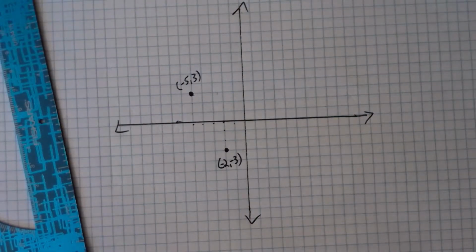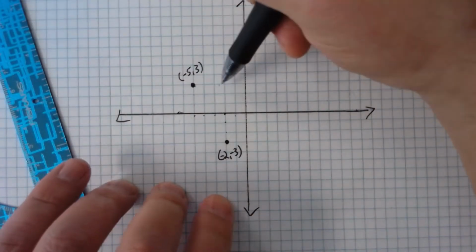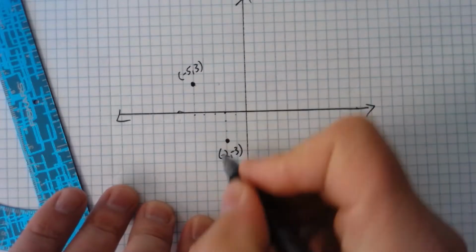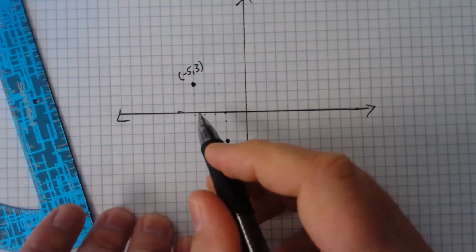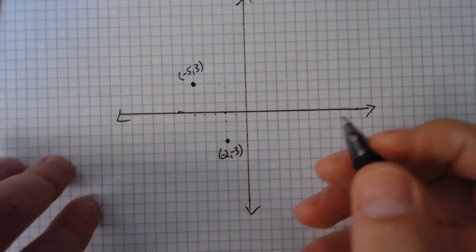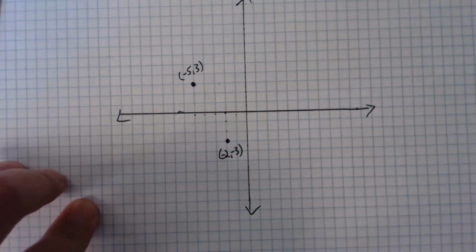Okay, so what is the difference between the x values? With the x values, how far apart are they? I've got negative 5 and negative 2, so they are how many units apart? 3. All right, so let's do this.